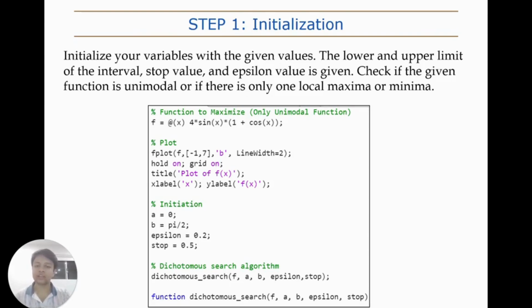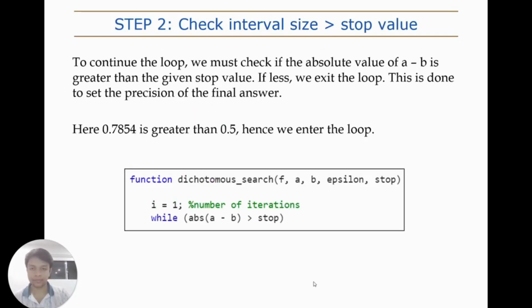First, we initialize all the variables. We also call a function, dichotomous search, which takes the function, the lower interval bound, the upper interval bound, epsilon, and the stop value as input. The next step is to enter the while loop. The stopping criteria is implemented such that if the modulus of the interval size is greater than 0.5, then we enter the loop. The given range 0.7854 is greater than 0.5, hence we enter the loop.